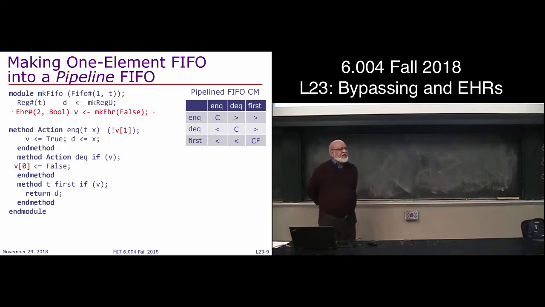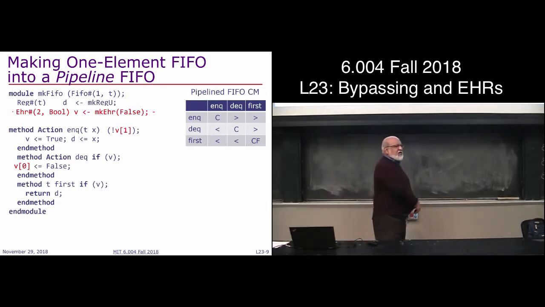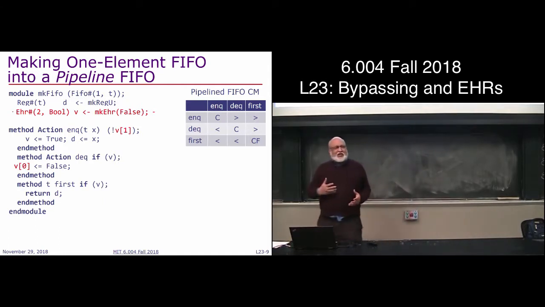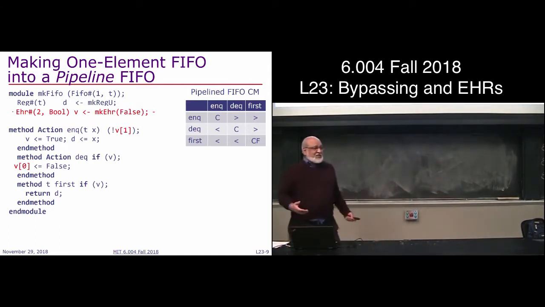So before, we had the guard for NQ as not V, and the guard for DQ as V. So they conflicted through the guards. Do they still conflict through the guards? We are not done yet. This is just to establish that at least we can communicate, right?